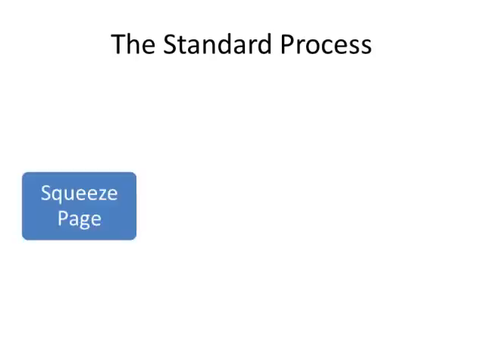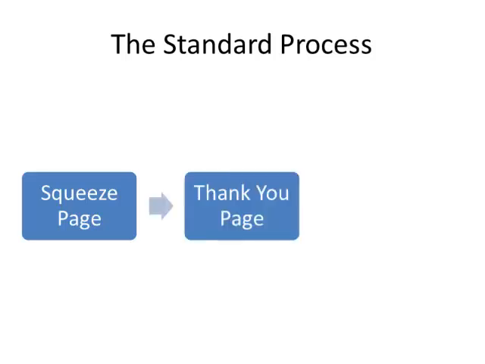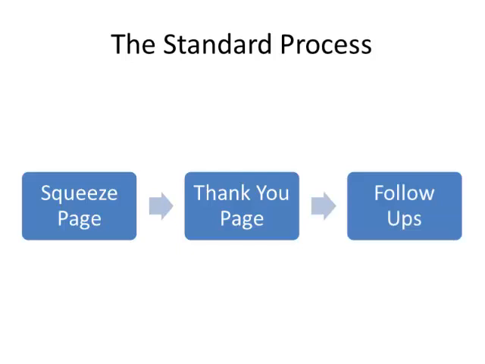So now when we look at list building, the standard process is simply to have a squeeze page. And then when somebody opts in, they go to a thank you page. And then from there, you can send them follow-ups to make either commissions on affiliate products or to sell your own products. Now this is really the standard process for building a list. You just have a squeeze page, a thank you page, and then of course you send out follow-up messages.